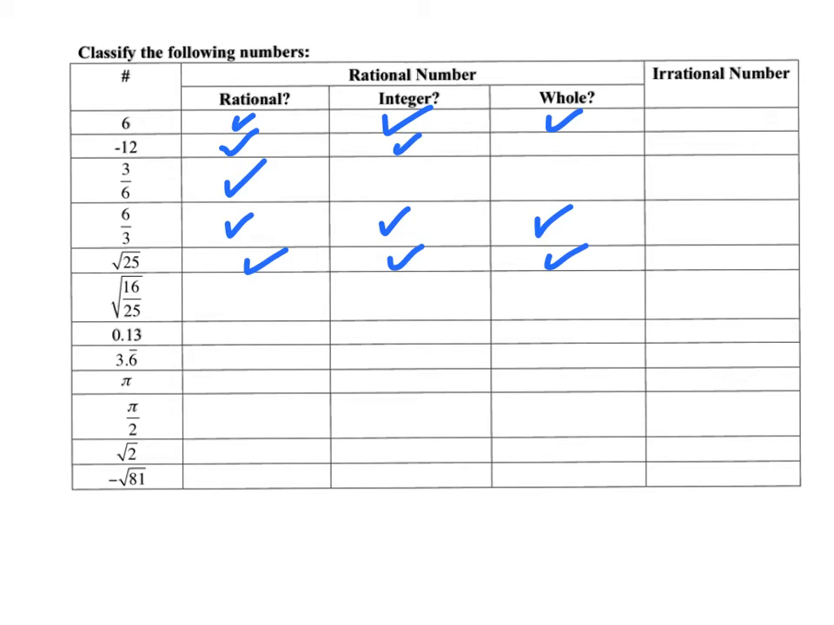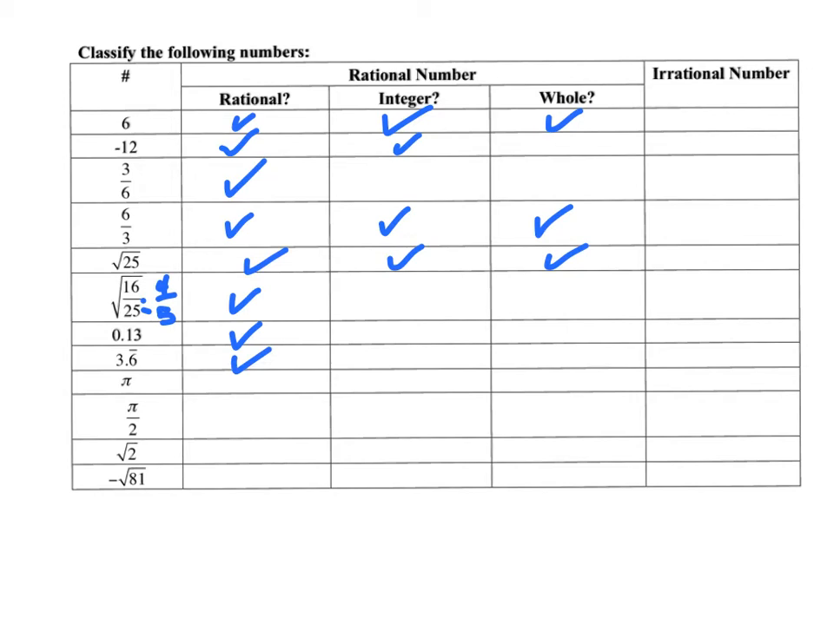Let's look at the square root of 16 all over 25. The square root of 16 is 4, and the square root of 25 is 5. So that simplifies down to a fraction, which is just a rational number. The next one we have 0.013. That is a terminating decimal, so that's going to be considered a rational number. And then we have 3.6 repeating. That's a rational number because it is a repeating decimal, but they're not integers or whole numbers.